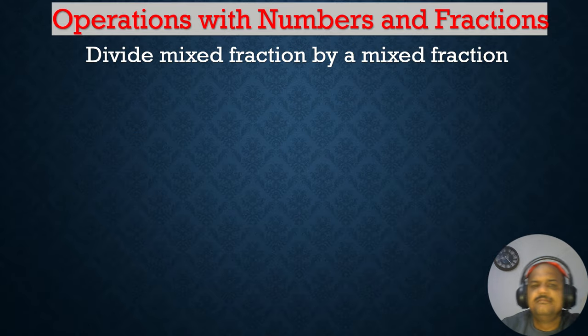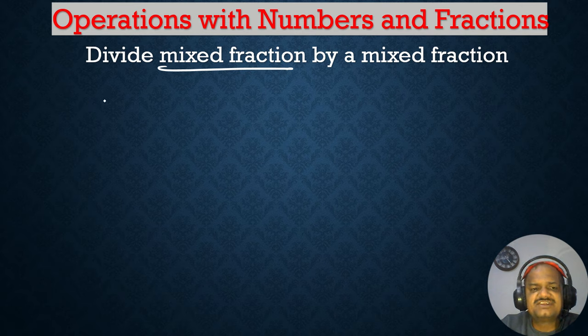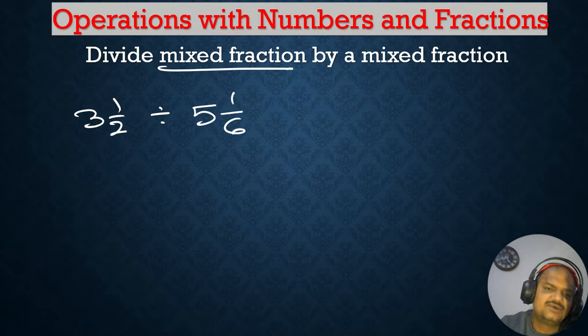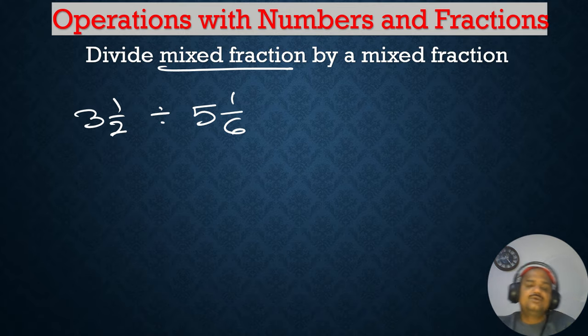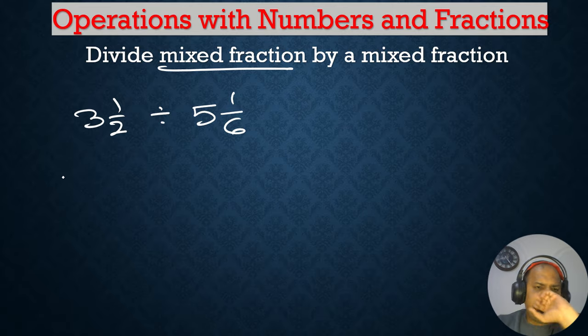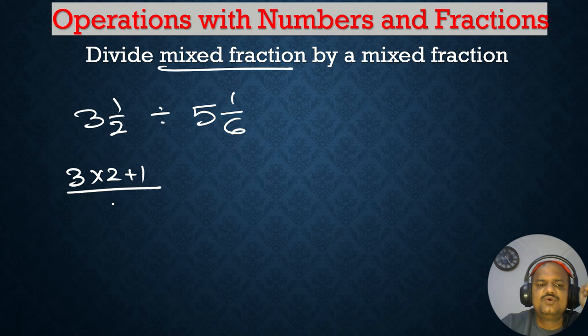Now divide mixed fraction by a mixed fraction. Okay. Hope this is the last topic. Divide mixed fraction. Mixed fraction means 3 and a half divided by any number you take, 5 and 1 over 6. Okay. Now first you see, you write mixed fraction as improper fraction. Improper fraction means where numerator is big and denominator is small. So what you will do for that? It will be 3 times 2 plus 1 over 2.